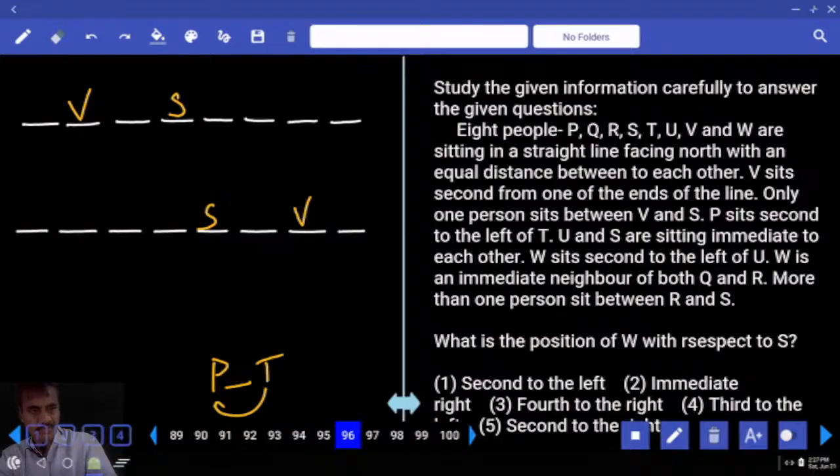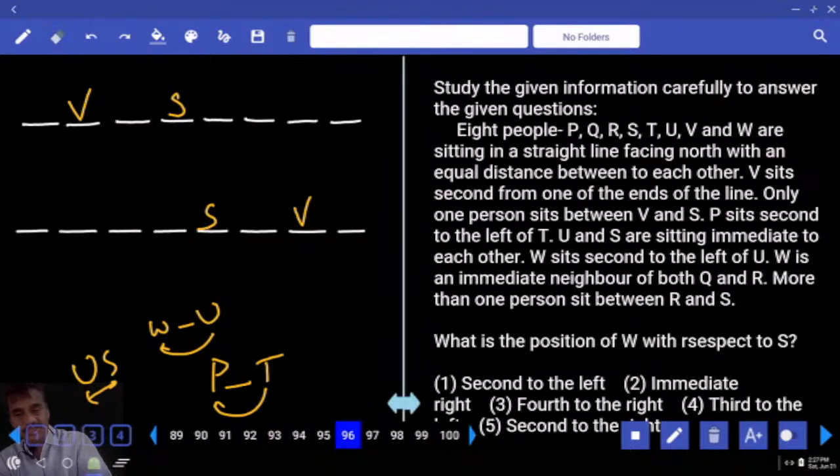And next one, only one person between V and S. And U and S are immediate neighbors of each other. Now U and S are immediate neighbors to each other in any order. Then W sits second to the left of whom? U. W is seated second to the left of U.